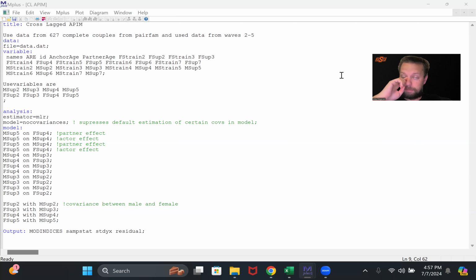And so in this example, I'm going to be going over 4 waves of data from PAIRFAM, which is a national sample from Germany. They have a very large sample. They have lots of dyadic data, and so it's a great data set to play around with and try on new analytical techniques. Or they're great for demonstrations such as this one. And so we are going to be using 4 waves of data. In order to do the cross-lagged APIM, you really only need 2 waves of data. And I've actually published some articles only using 2 waves of data.